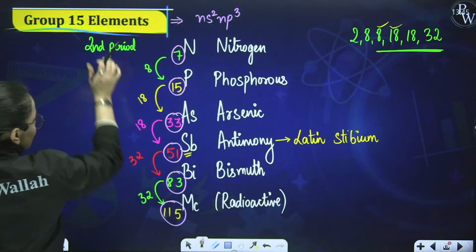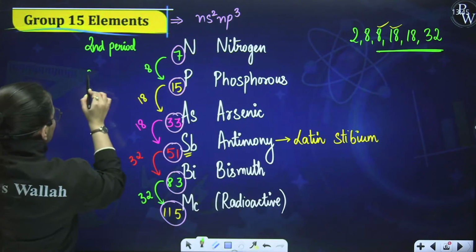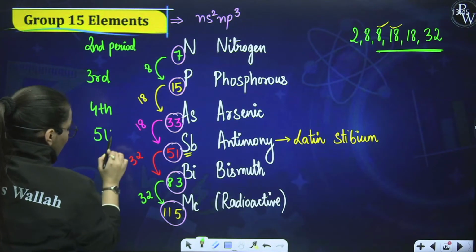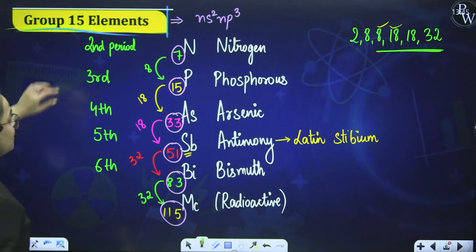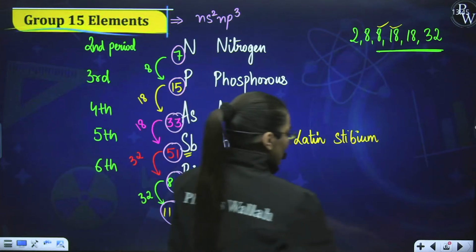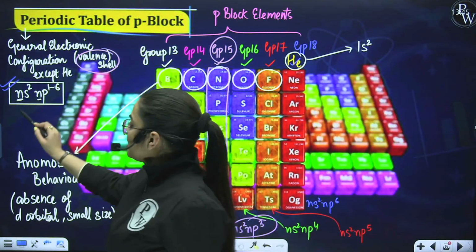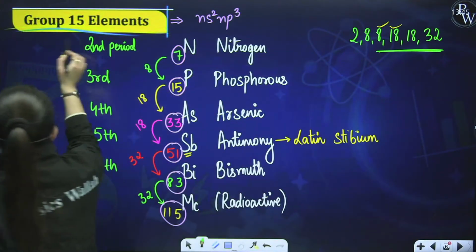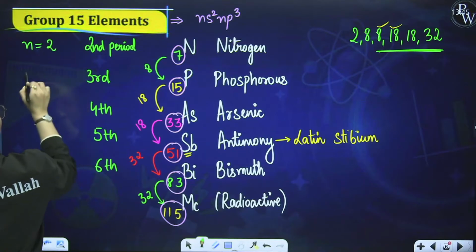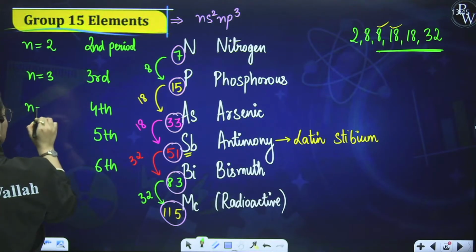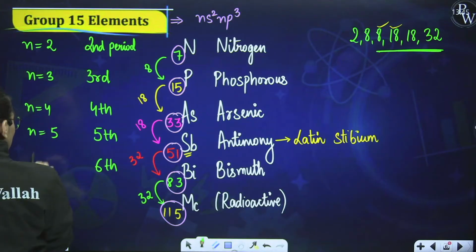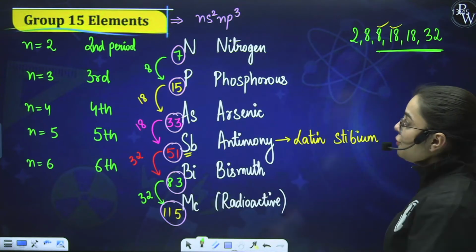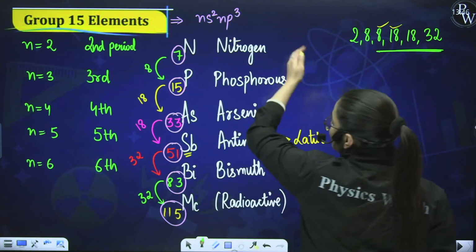As I've told you, nitrogen comes under the second period. Phosphorus will be from the third period. Arsenic will be from the fourth period. Antimony will be from the fifth period and bismuth will be from the sixth period, right? If you remember when I was explaining this, I told you n over here refers to the number of shell or period. That means if it lies in the second period, n over here is 2, n over here is 3, n over here is 4, n over here is 5, n over here is 6. Am I right? So now, if I put the value of n over here, we can write the electronic configuration.